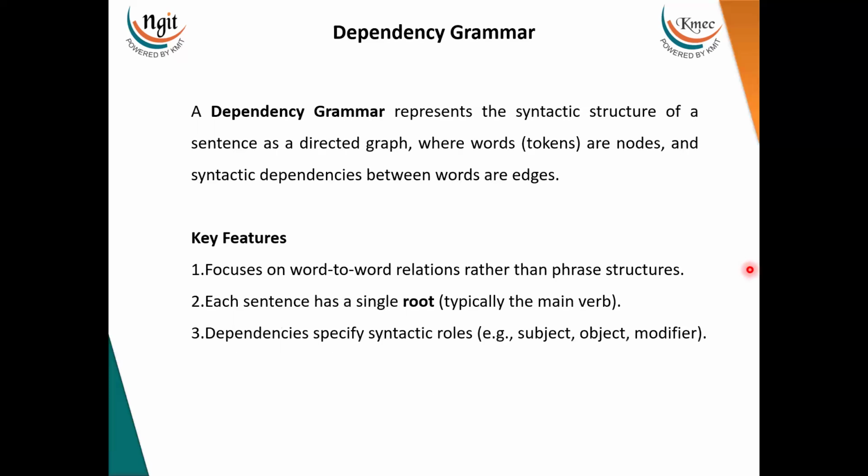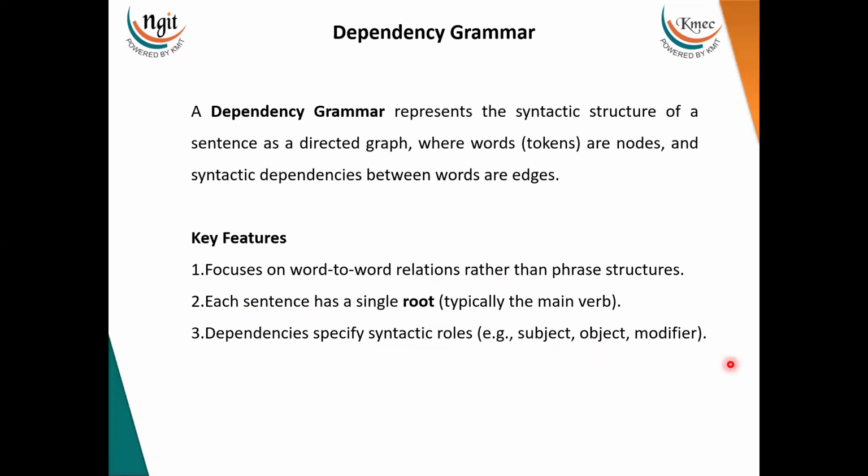Then we have dependency grammar as the next topic. So what is dependency grammar? Dependency grammar represents the syntactic structure of a sentence as a directed graph, where the words, that is tokens, are nodes and syntactic dependencies between words are edges. So what are the key features? It focuses on word-to-word relations rather than phrase structures. Each sentence has a single root, that is the verb. Dependency specifies syntactic roles, for example, subject, object, and modifier.